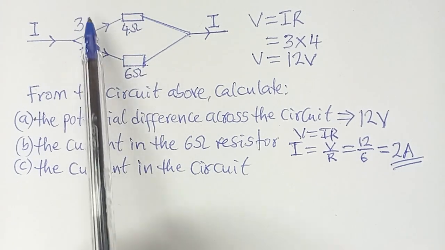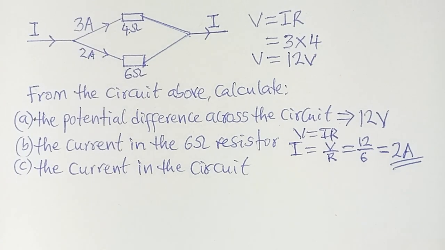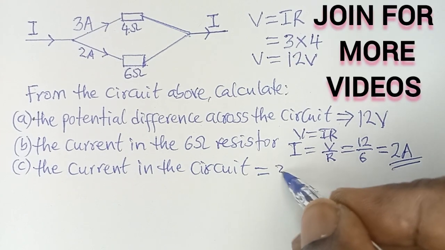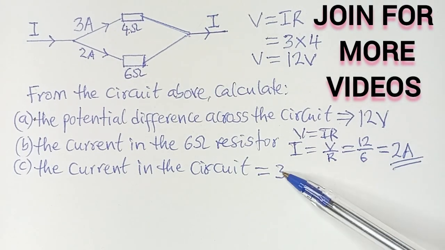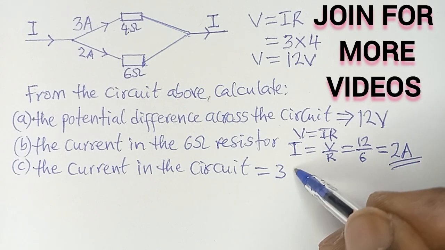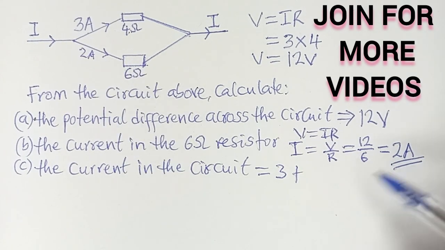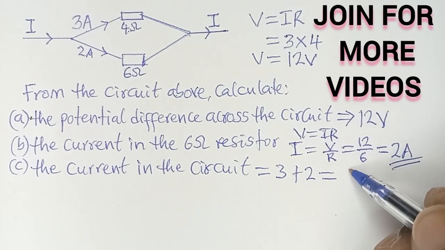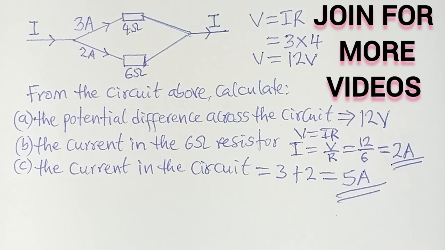So that means the total current in the circuit will be the sum of these two currents. So the current in the circuit will be equal to 3 ampere, which is passing through the 4 ohm resistor, added to 2 ampere, which is passing through the 6 ohm resistor. So 3 plus 2. So the total current in the circuit is 5 ampere, and that is the final answer.